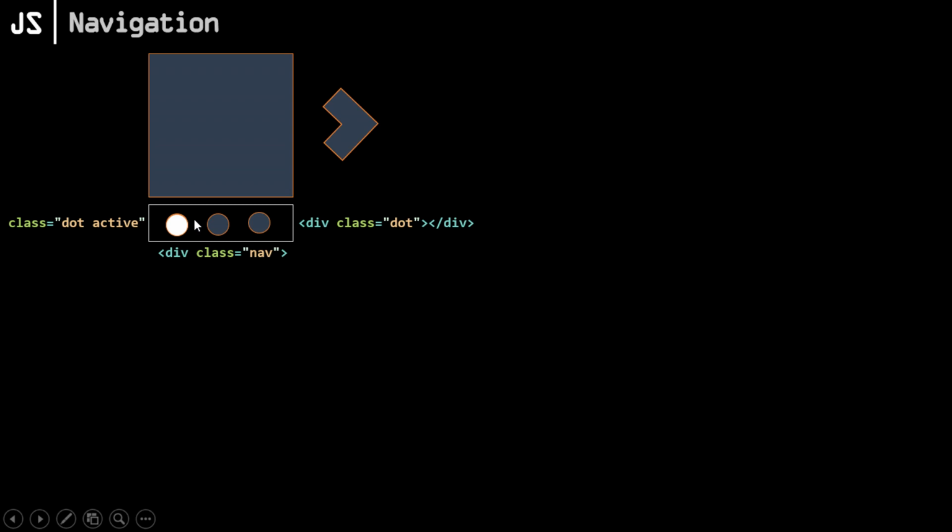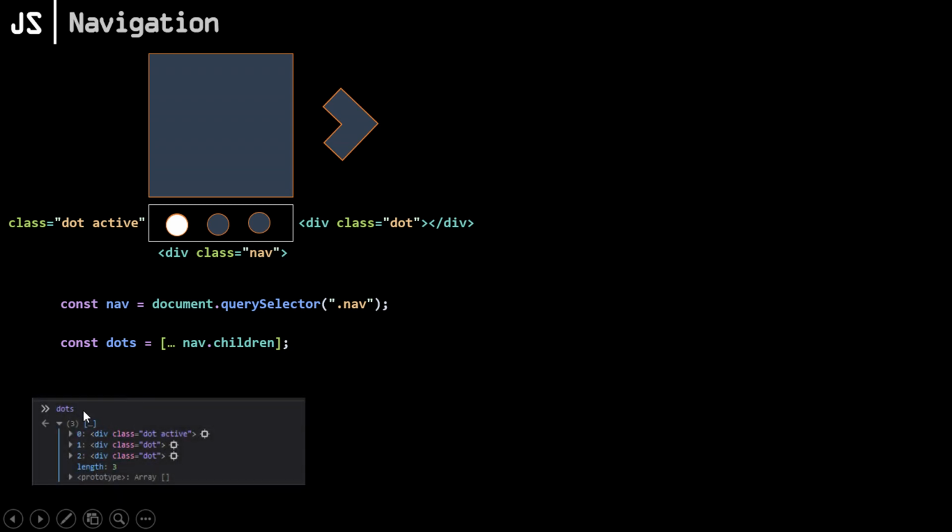So to select the dots here, all I need to do is the same as we did to select the slides. So I'm gonna go and select the navigation. We have only one navigation, so I'm gonna select it using query selector. And then to select the dots, I'm gonna go and say nav.children, and then convert this to a real array, because nav.children is an array-like, it's not an array. So now if I go and take a look at my object dots inside my console, this is what I will get.